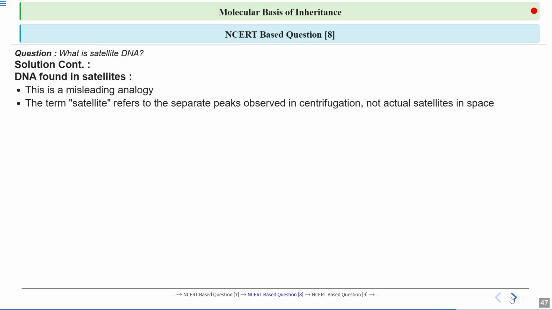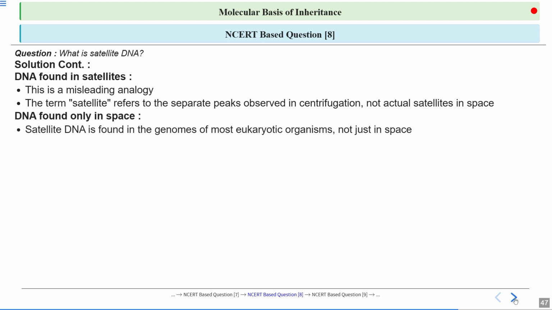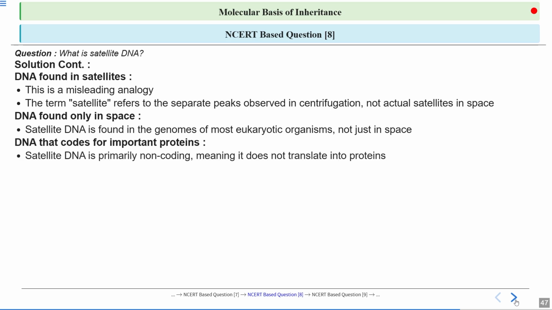This DNA found in satellite, this is a misleading analogy. The term satellite refers to the separate peak which is observed in centrifugation, not actual satellites in space. Is it DNA found only in space? Satellite DNA is found in the genomes of most eukaryotic organisms, not just in space. It is not DNA that codes for important protein. We know that this satellite DNA is primarily non-coding, meaning it is not going to translate into protein.